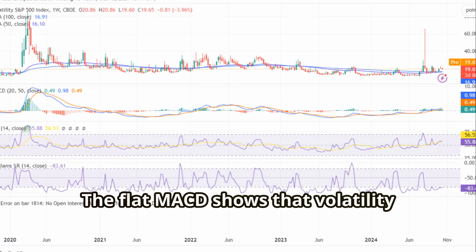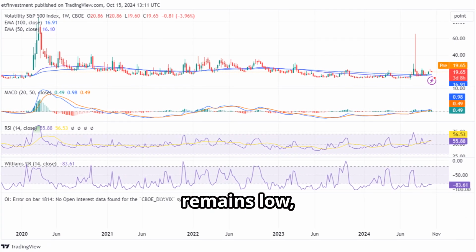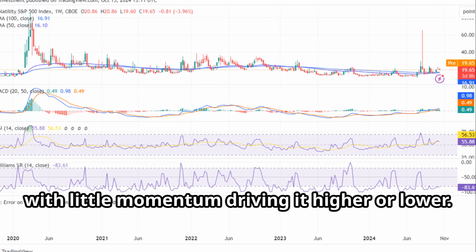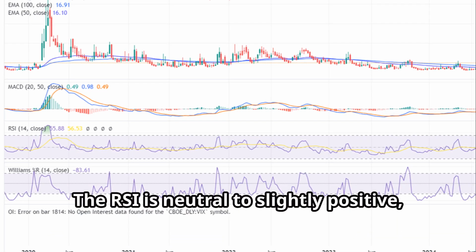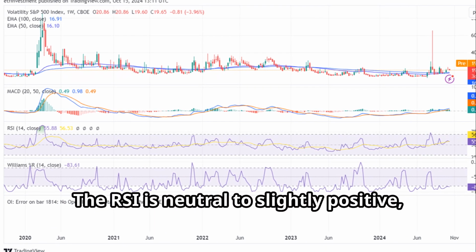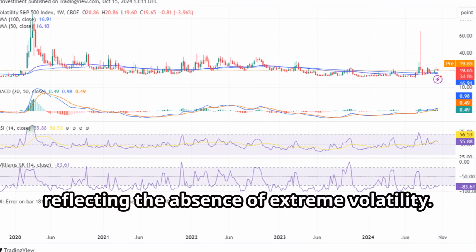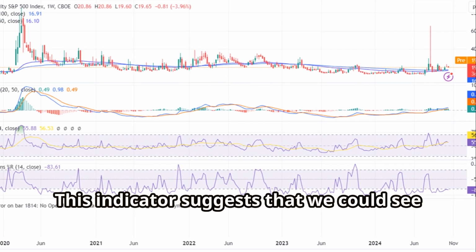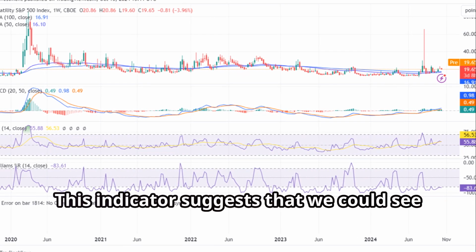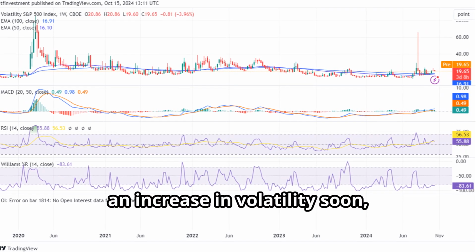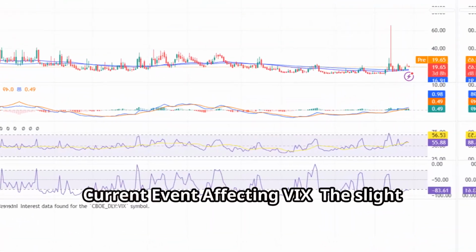The flat MACD shows that volatility remains low, with little momentum driving it higher or lower. The RSI is neutral to slightly positive, reflecting the absence of extreme volatility. This indicator suggests that we could see an increase in volatility soon, as it is oversold.